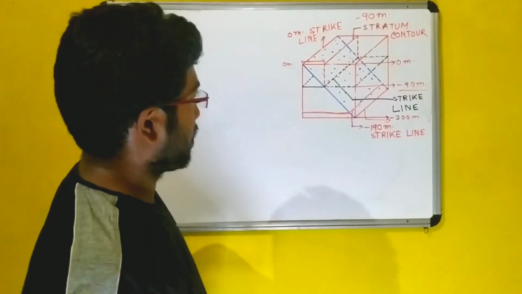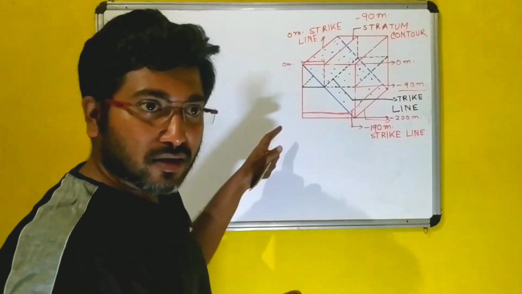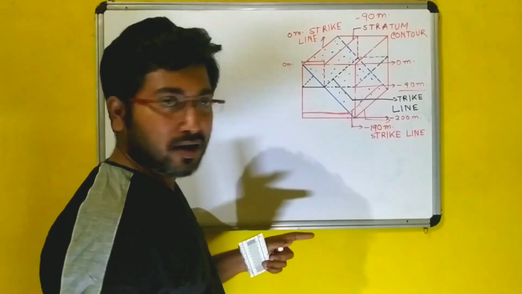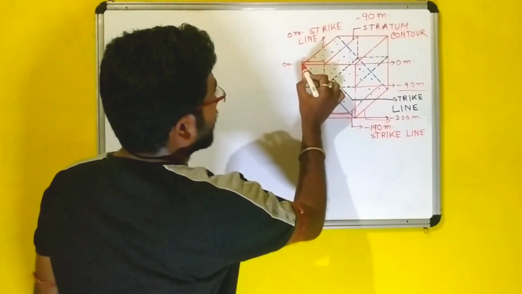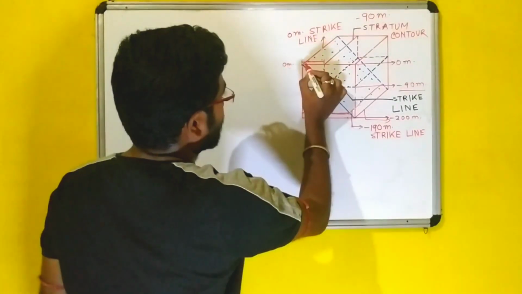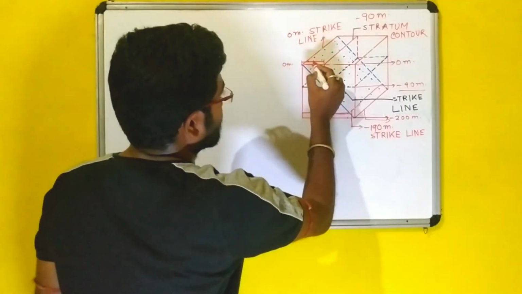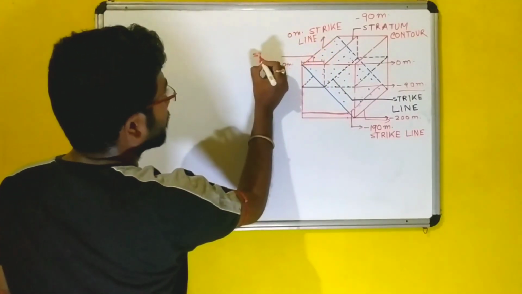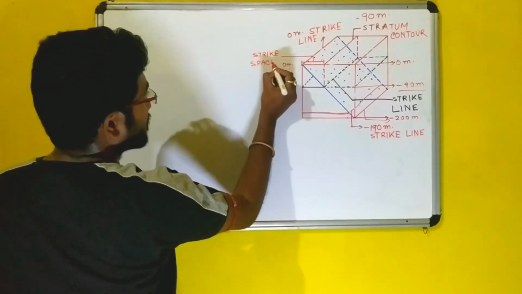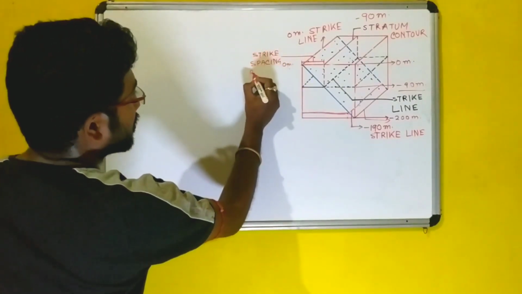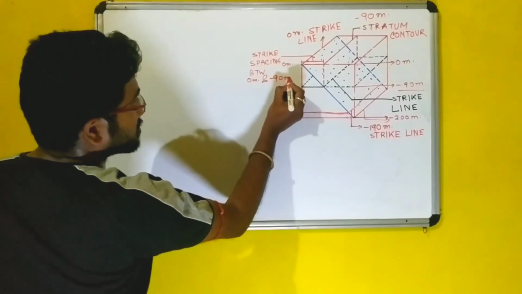So strike lines are all parallel. But what varies? One thing varies. They are parallel, angular relationship is same. But the strike spacing varies. For 0 meter strike line, the strike spacing is 0. No deviation from this line. For minus 90 meter, this is the strike spacing. This length we call strike spacing. Strike spacing between 0 meter and minus 90 meter.